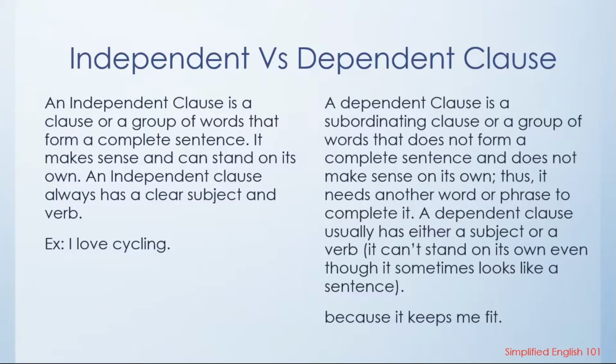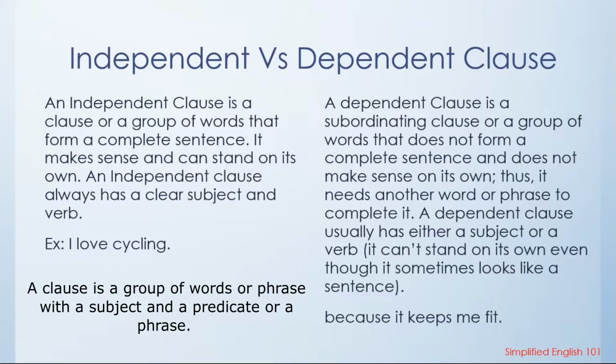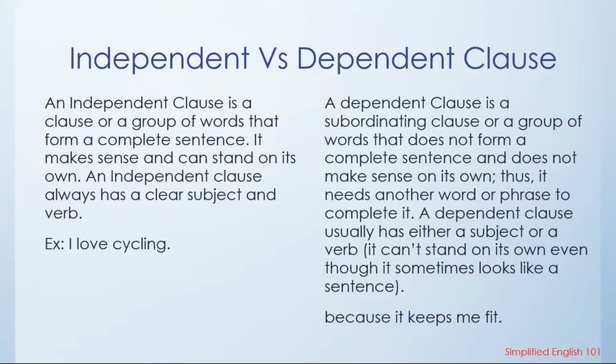This should tell us that a clause is just a collection of words or phrases with a subject and a verb, or a subject or a phrase. An example of an independent clause is I love cycling. The clear subject is I. The verb is love, followed by cycling, which tells us more about what the subject loves.